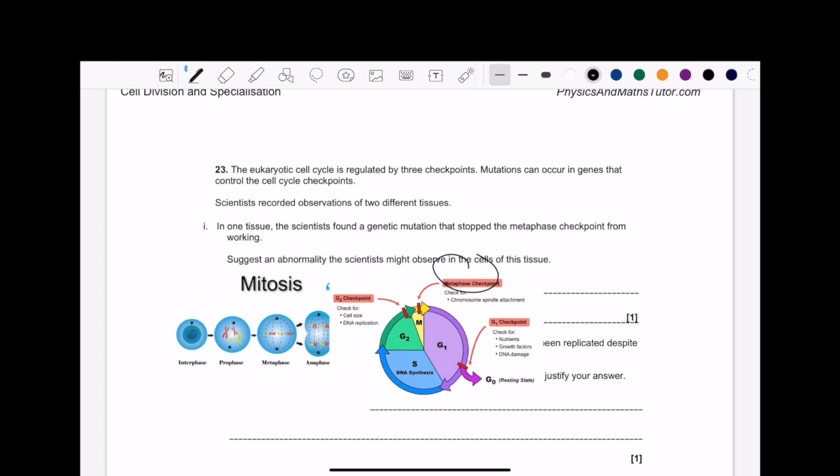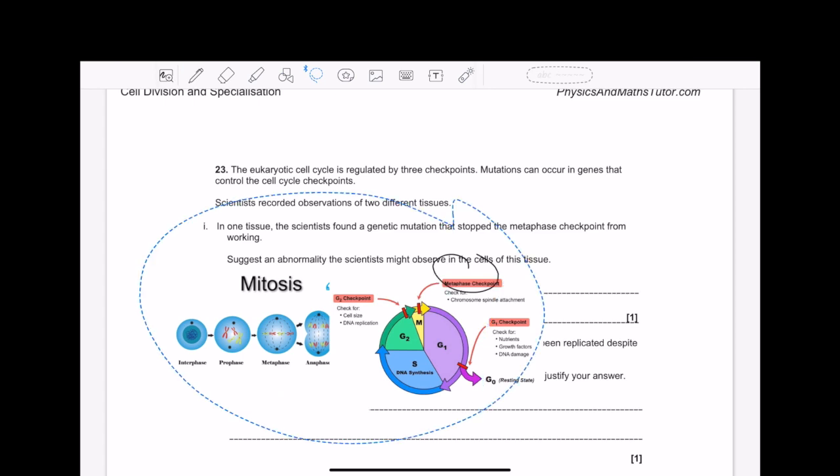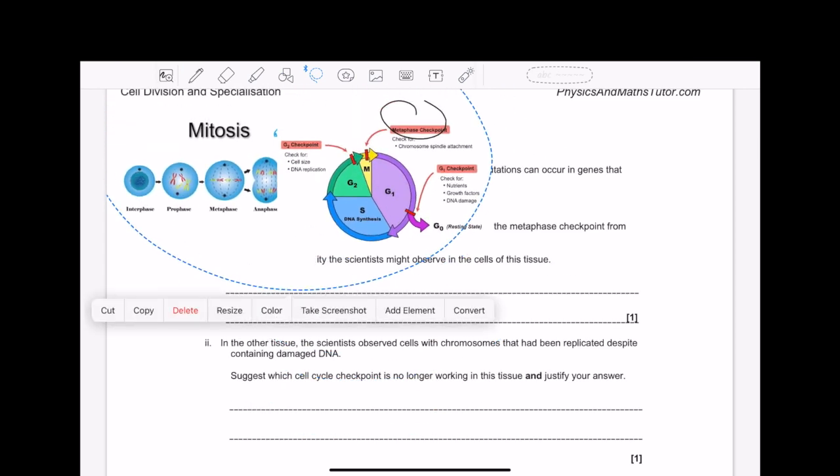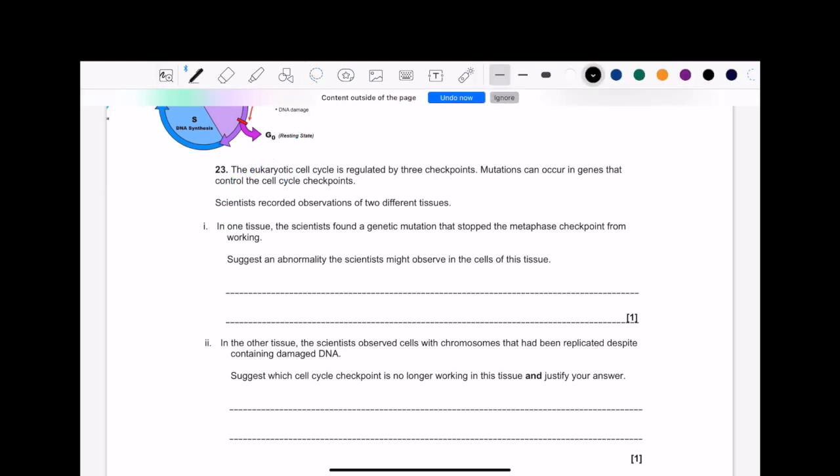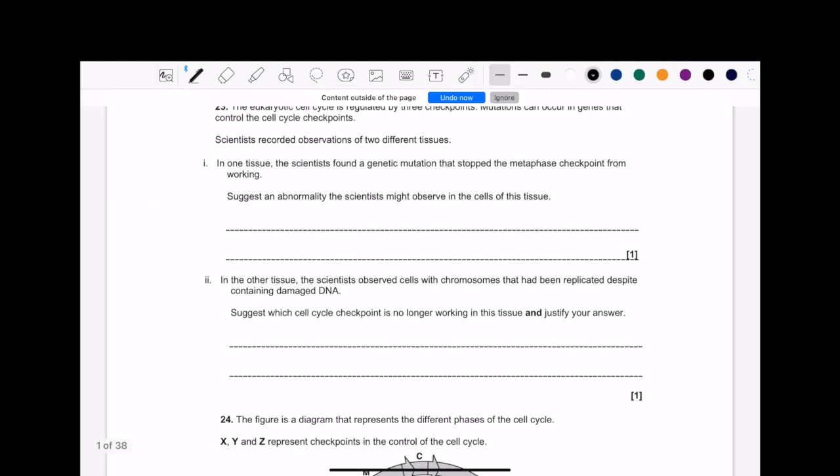If you couldn't get the answer, that's alright, because once you know it now, you won't forget it. Because this comes up quite frequently, let's just say that. Anywho, let's go on to the next question. Let's put this over there. It says, suggest which cell cycle checkpoint is no longer working in this tissue and justify your answer.